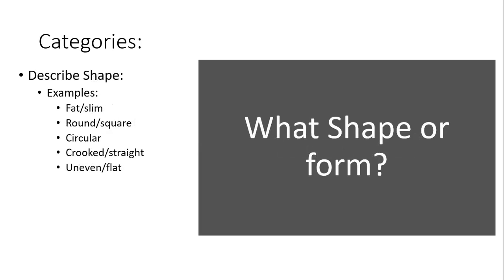Another category, and pretty well known for you guys, it's easy because you learned this, the shapes, when you were in preschool. So words that describe a shape or answer to what shape or form are also adjectives. Examples: fat, slim, round, square, circular, crooked, straight, uneven, flat. These words all answer to the question, what shape or form? And these are all words that describe a shape.